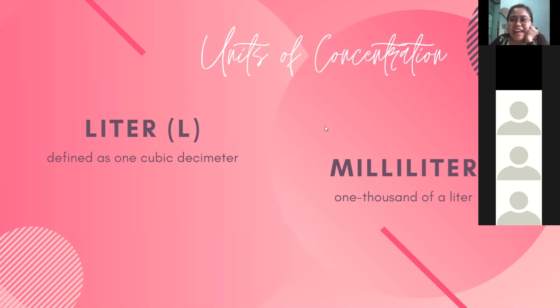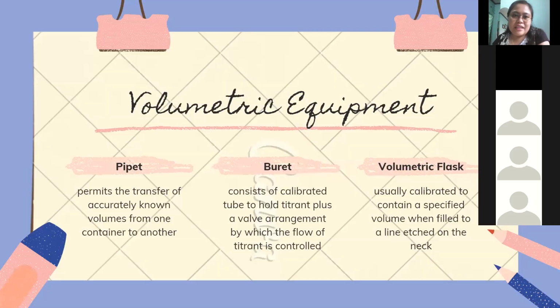Anyway, and then for the milliliter class, this is 1,000 of a liter. We use milliliter if it's inconvenient to use the liter. For example, we will be measuring small amounts of volume only sa liquid. Then it's convenient to use the milliliter.